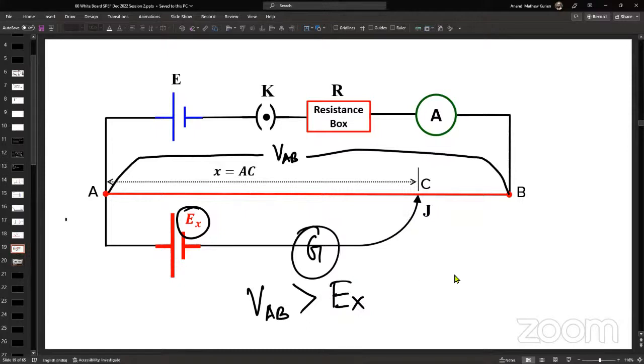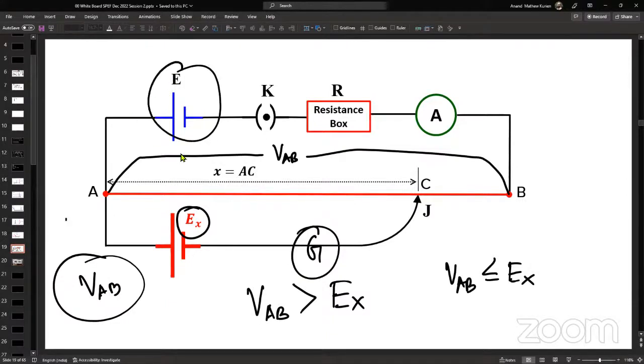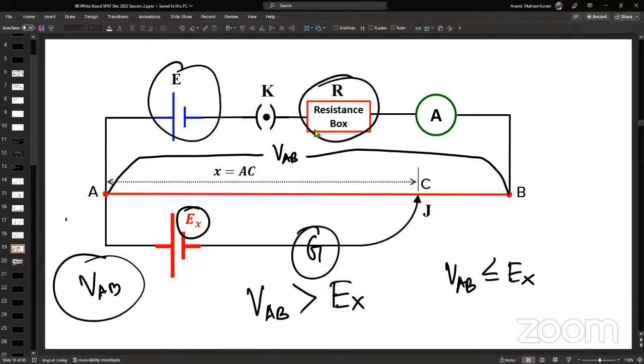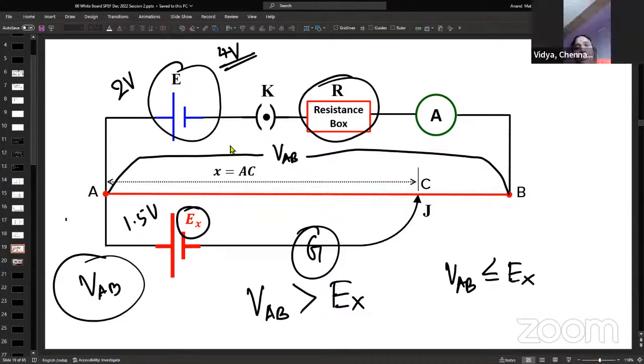And when this VAB is less than or equal, that is when you get a single side deflection. So, how do you increase this voltage? Now, voltage AB, how can you increase? There are 2 ways. One is increase this. The other is to decrease the value in the resistance box. Or a combination of both. If you are using a 1.5 volt here, 2 volt will not suffice. You have to use 4 volt for sure. I'm quite certain of it. If you just take care of this, it will work.